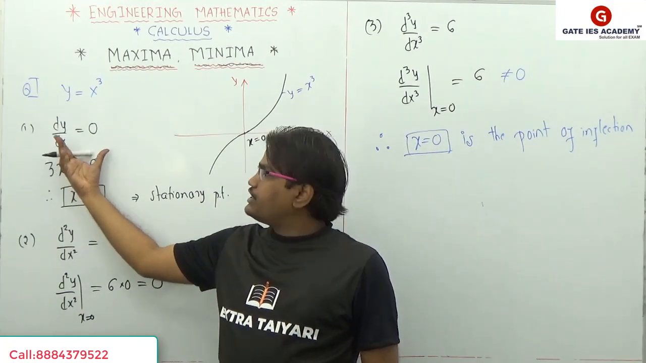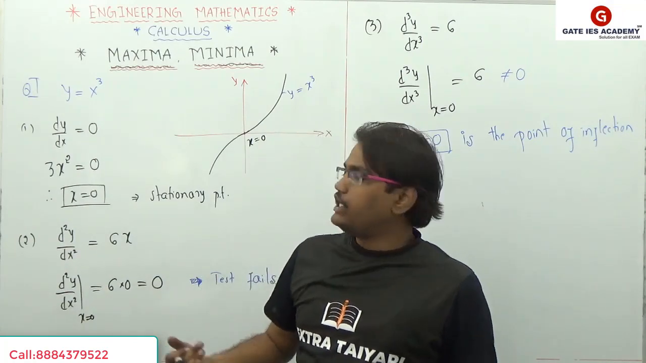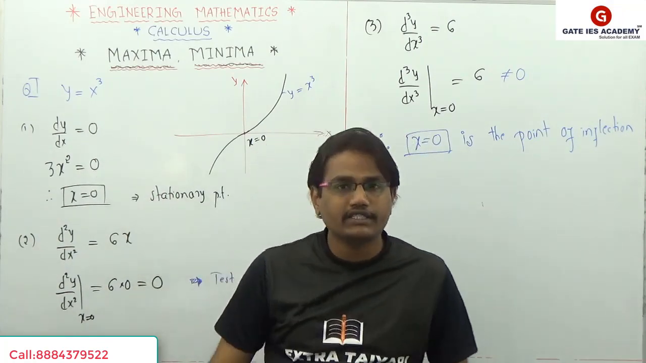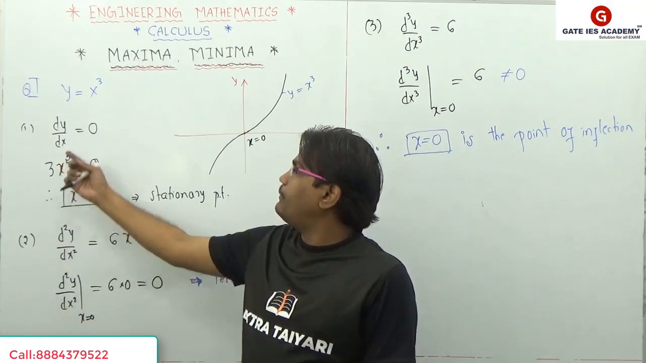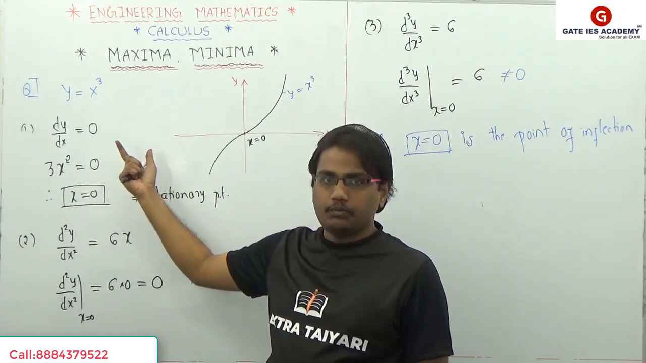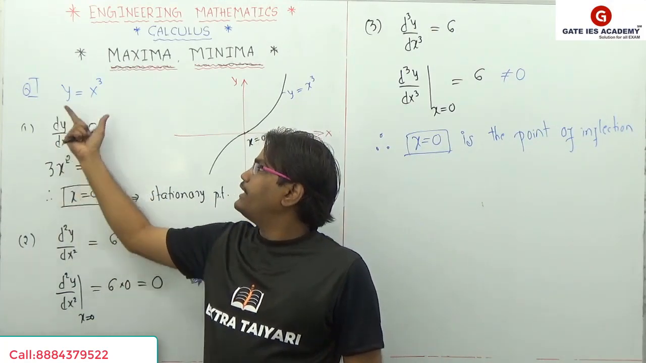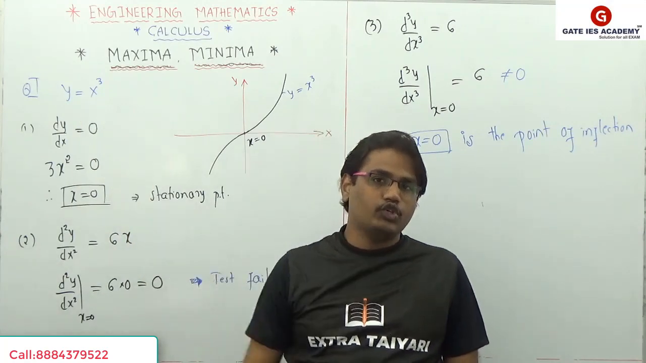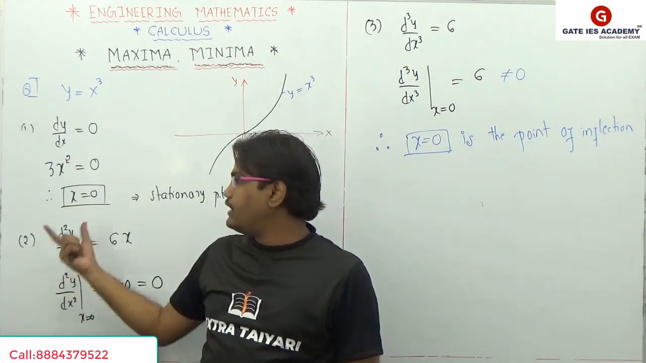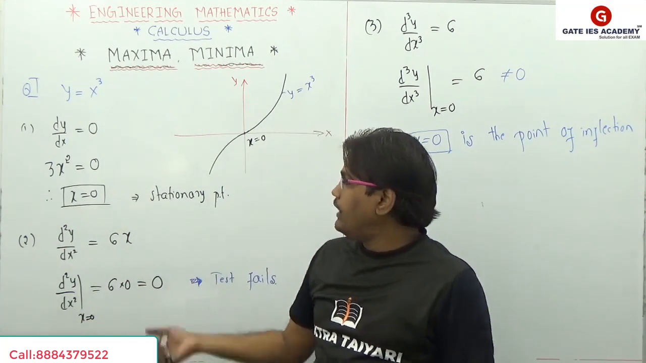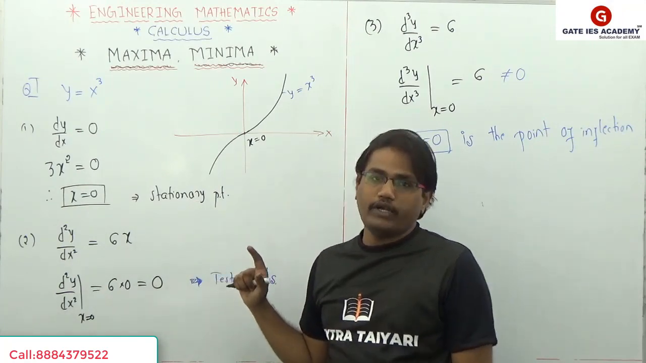Now, dy by dx equals 0. The first procedure that we need to do is dy by dx equal to 0. The slope dy by dx is equated to 0. Then what will I be getting? What is dy by dx of x cube? X cube becomes 3x square equal to 0. So x equals 0. X equals 0 is a stationary point.